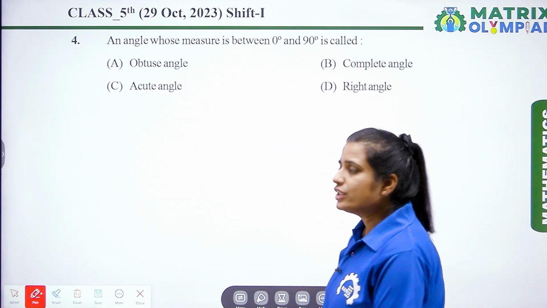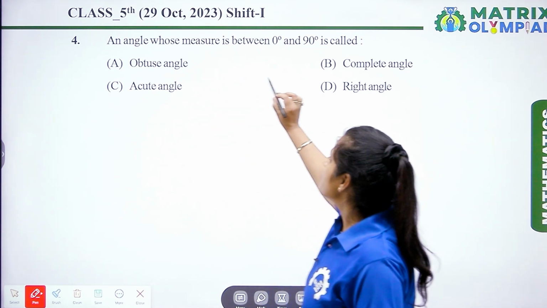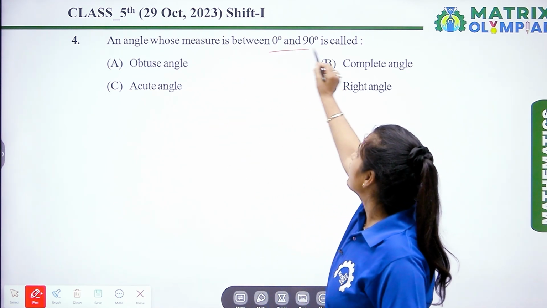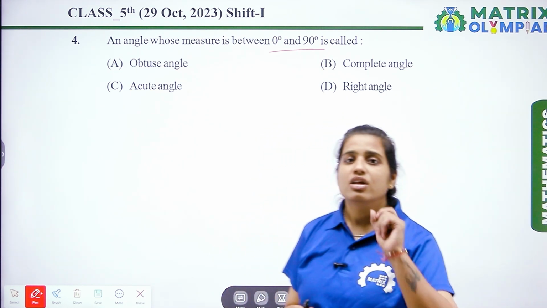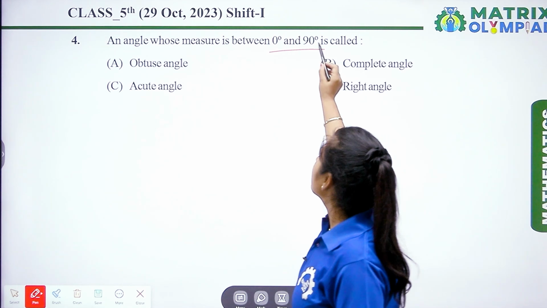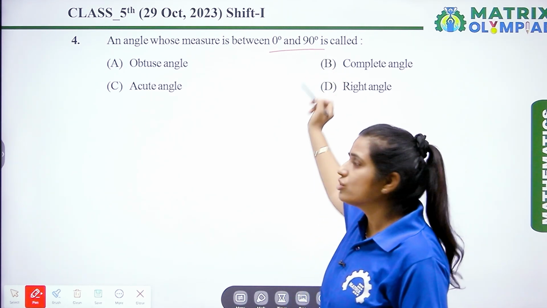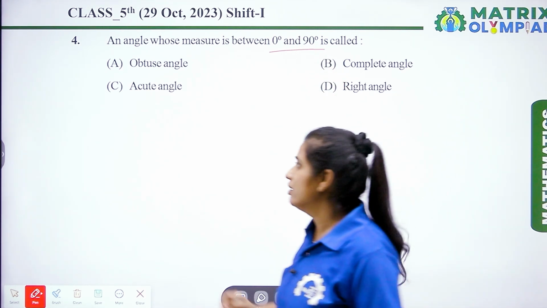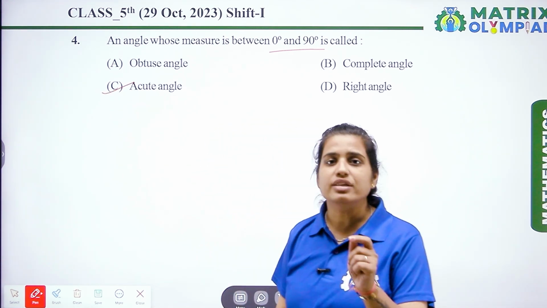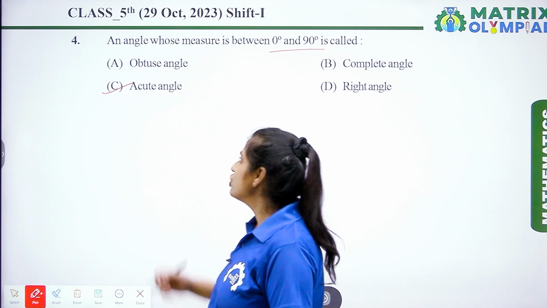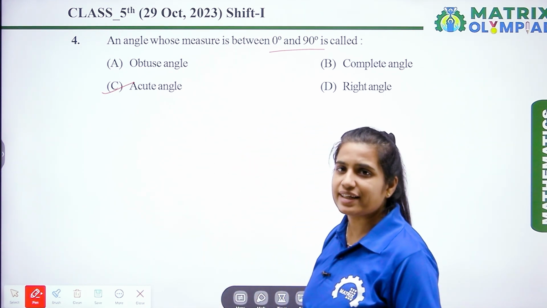Now the next question is question number 4. An angle whose measure is between 0 degree and 90 degree is called. So we have to find out the angle which measures between 0 degree and 90 degree. So the angle is acute angle, because in an acute angle the measure lies between 0 degree and 90 degree. So here option C is the correct answer.